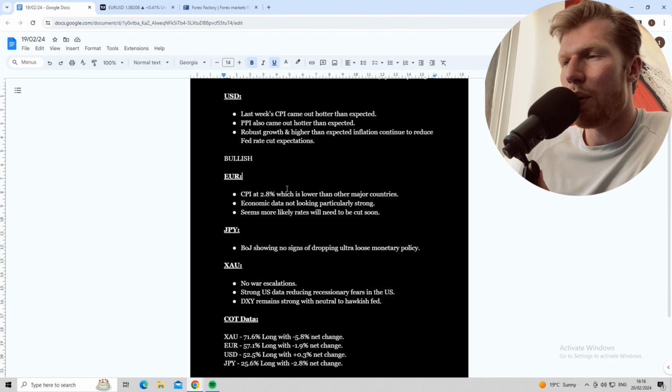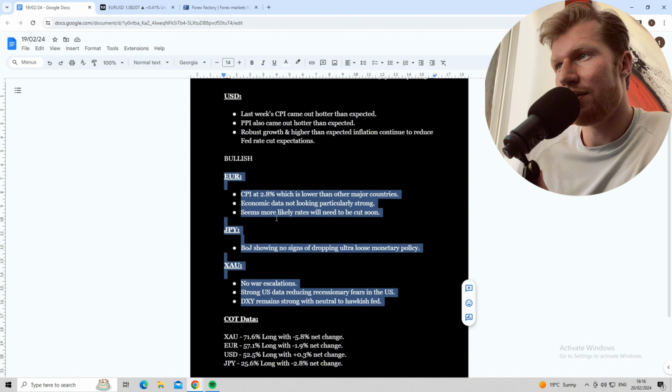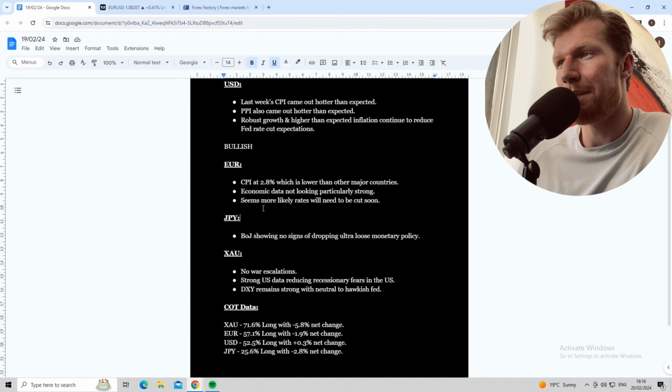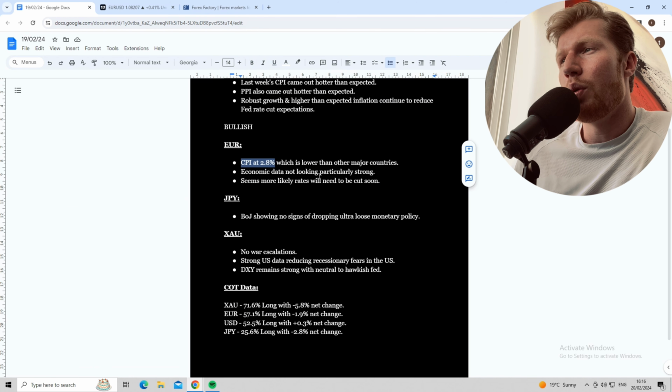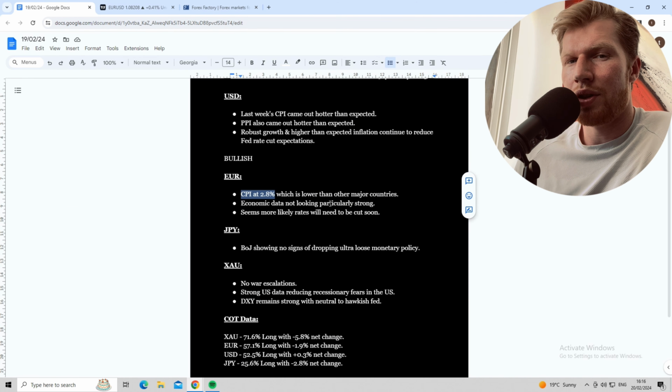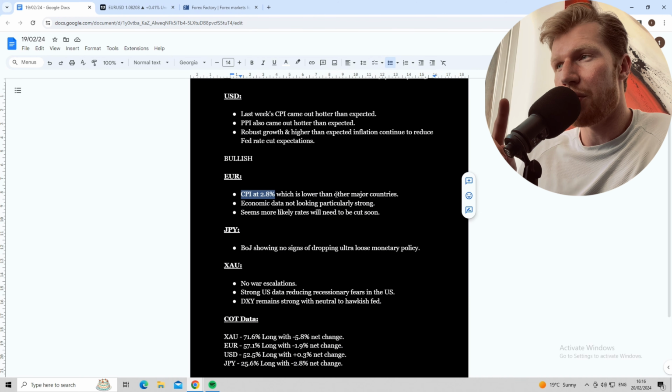Then now we need to trade something with that. So what are we going to pair that with? Well, we're going to pair it with these three. That is what I am looking at. So Euro in the Eurozone, we have CPI at about 2.8%, which is actually lower than a lot of the other major currencies. So that's one thing to note.